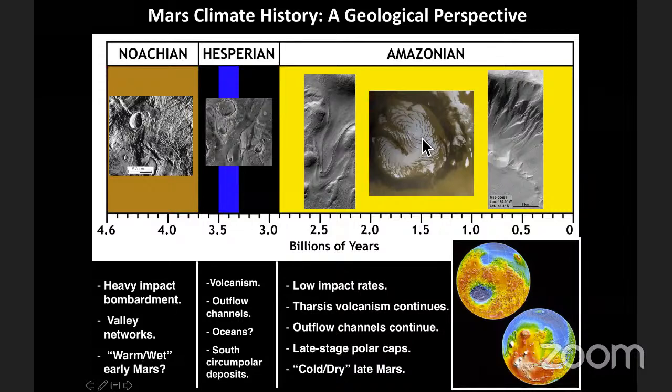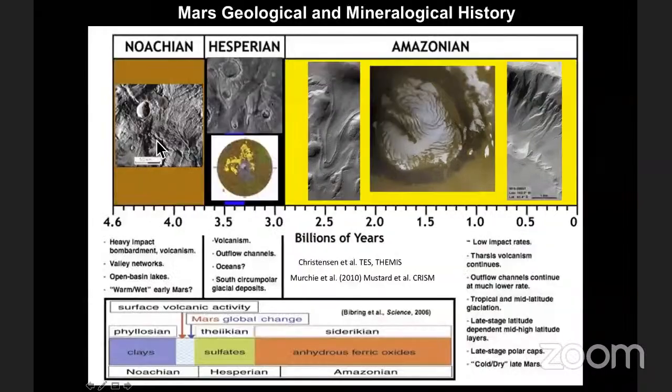So I want to talk very briefly about the Amazonian, the Hesperian, and then let's go into the Noachian to understand whether Mars was warm and wet or in fact cold and icy.